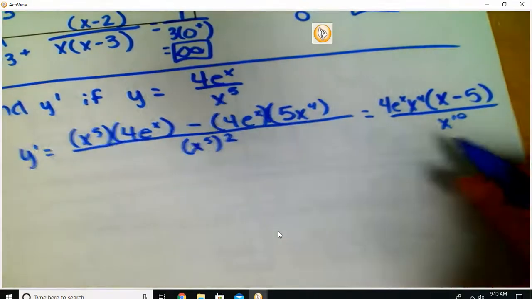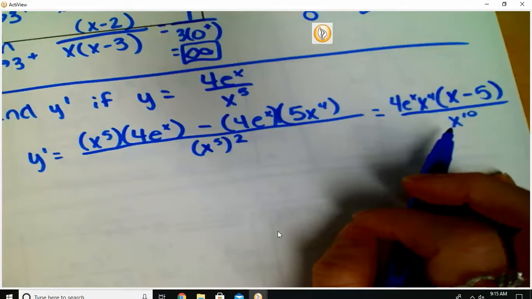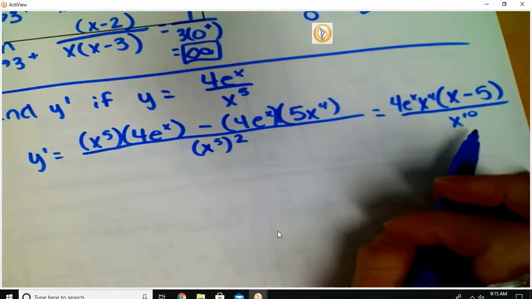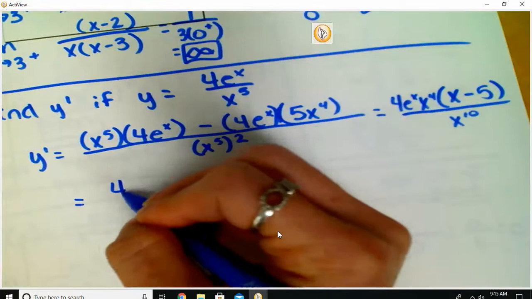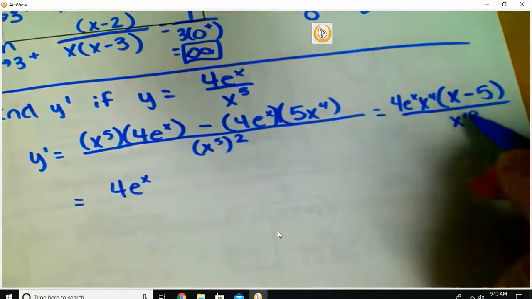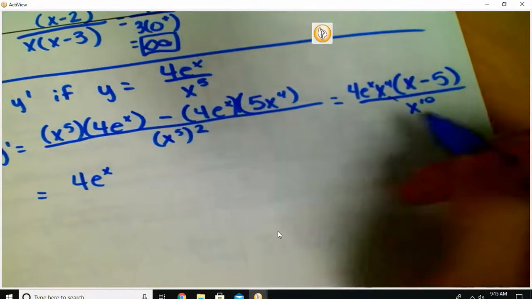So then to simplify this, what can I cancel? I can cancel out an x to the 4th.